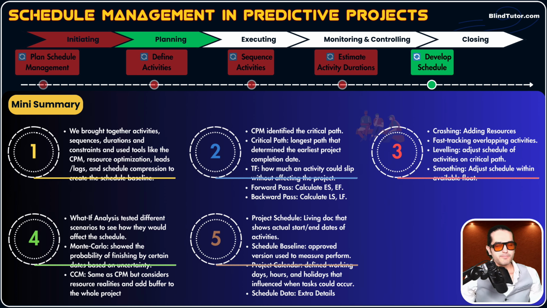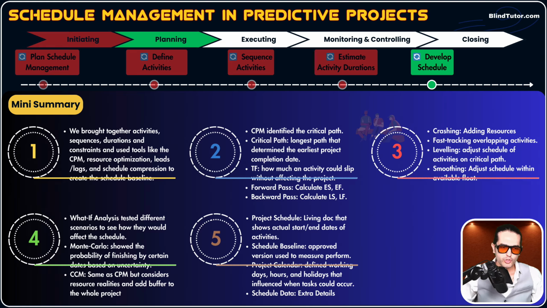The other input is schedule data. It's a document that includes extra details about schedule-related information like schedule assumptions, constraints, the contingency buffer of activities, and the float of activities. Schedule data can be stored as a separate document or in activity attributes. And the other one is the project calendar. The project calendar defines working days, hours, and holidays that influence when tasks could be performed. Okay, it mixes the corporate calendar with the resource calendar and gives us the project-specific calendar.